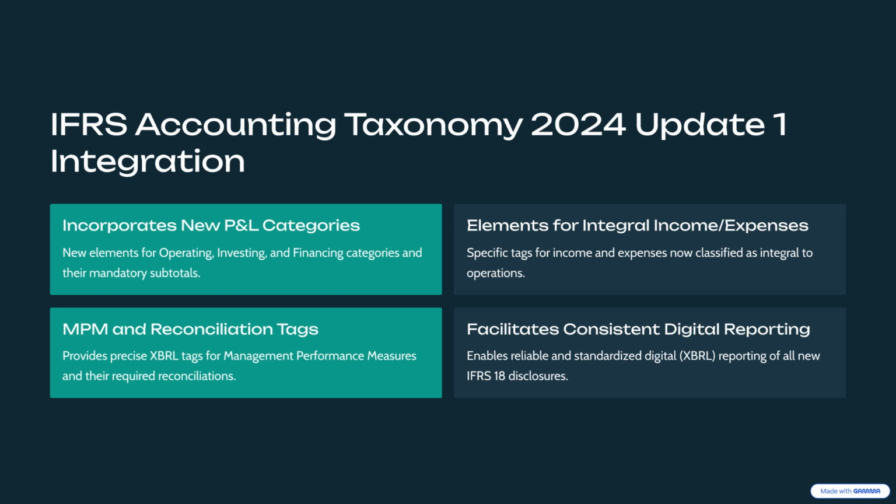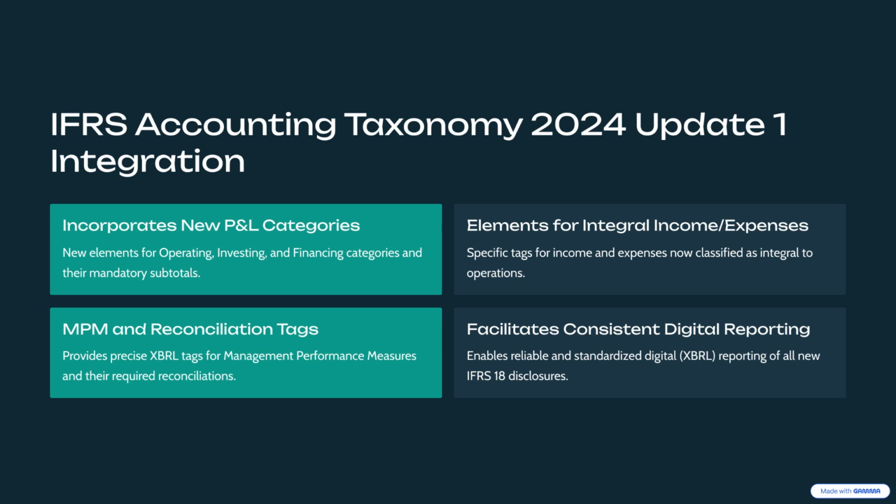The IFRS Accounting Taxonomy 2024 Update 1 integrates the structural and disclosure reforms introduced by IFRS 18, ensuring that digital financial reporting remains consistent with the new standard. This update incorporates key elements such as the new profit or loss categories, operating, investing, financing, and income and expenses from integral associates and joint ventures, enabling clear, standardized tagging of financial data.